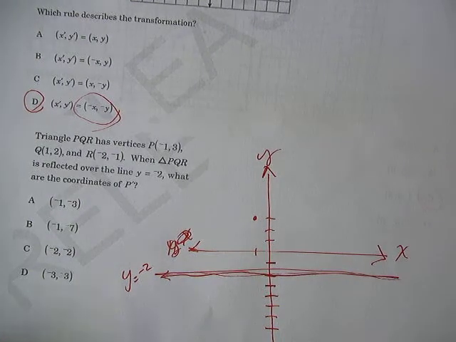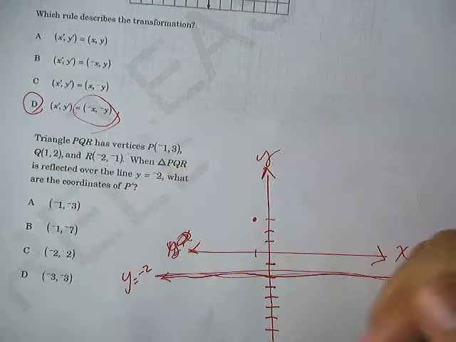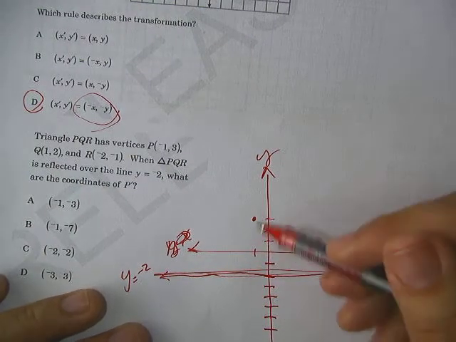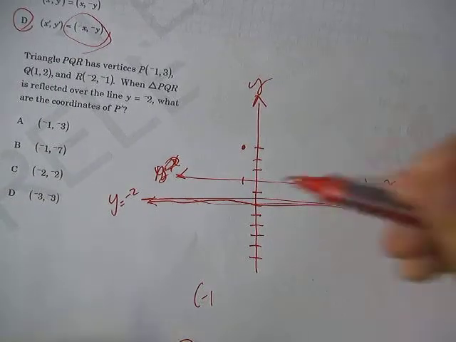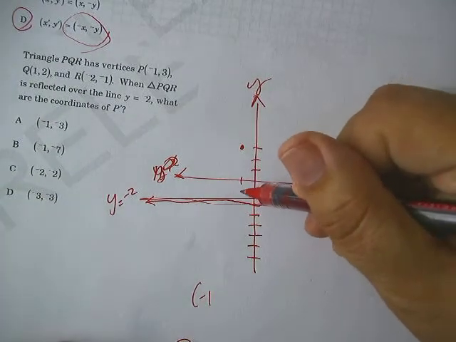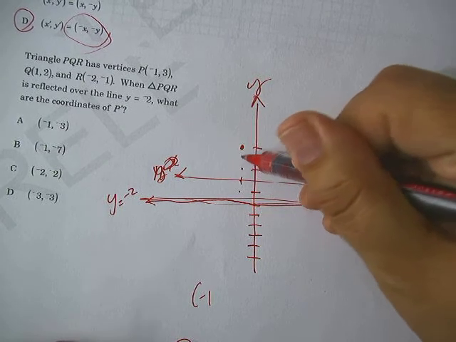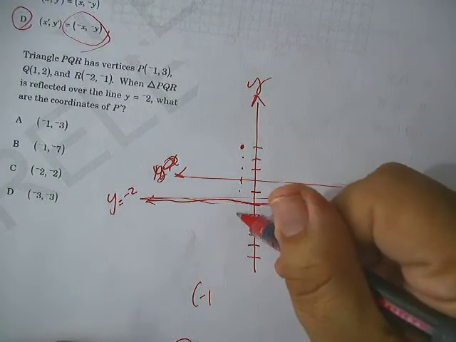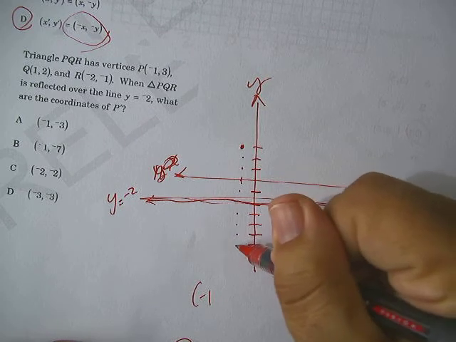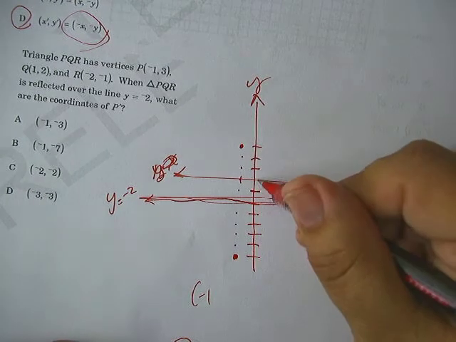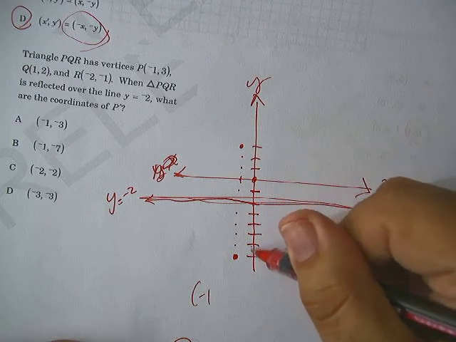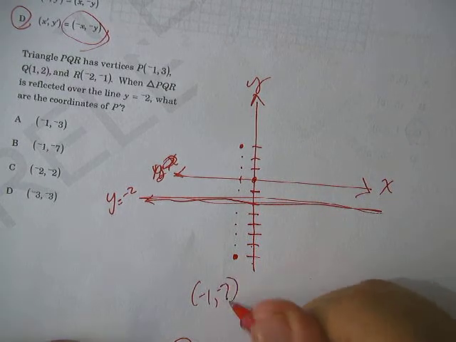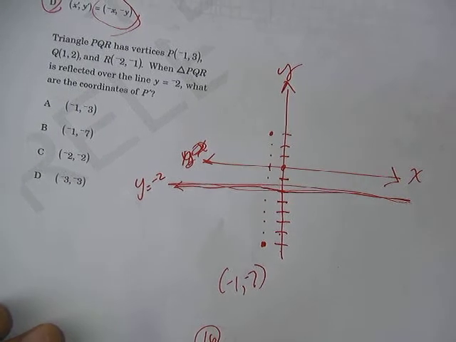All right. Well, if I reflect it, it has to be the same up and down. So I know that the coordinate is going to be negative 1 for the x. And it has to be 1, 2, 3, 4, 5 away. So I count down from 0 here. 1, 2, 3, 4, 5, 6, 7, negative 7. So my coordinates are negative 1, negative 7.